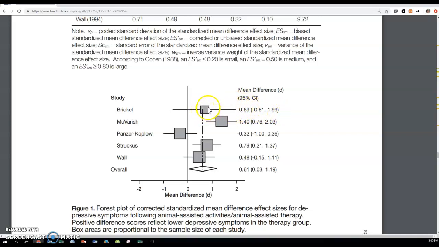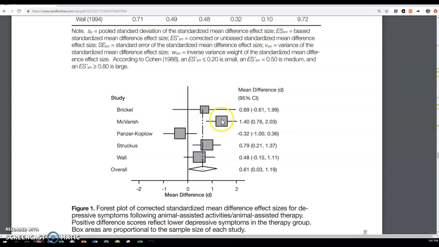The middle is where they're saying it's most likely to be, but it could be anywhere as low as down here and as high as up here, based on whatever methodology Brickell used. So Brickell, notice, would not have found a significant difference for this animal-assisted therapy, because 0, which is the null hypothesis that the animal-assisted therapy had no effect, is within that confidence interval. So it's very plausible that their sample was just a little high, and that really the animal therapy had no impact on the depression symptoms.